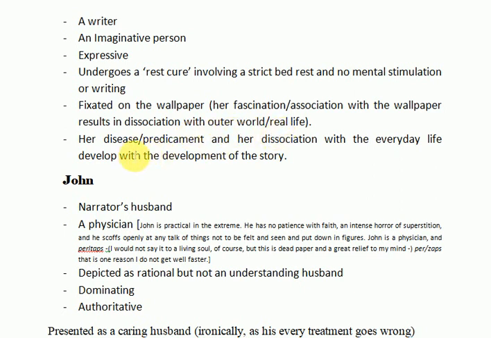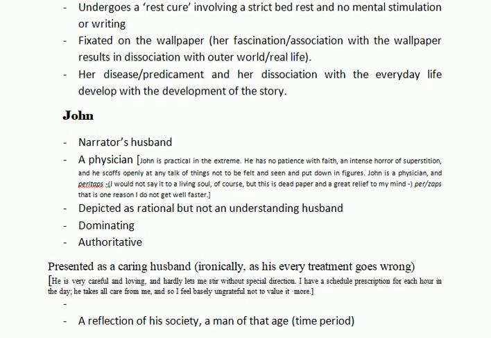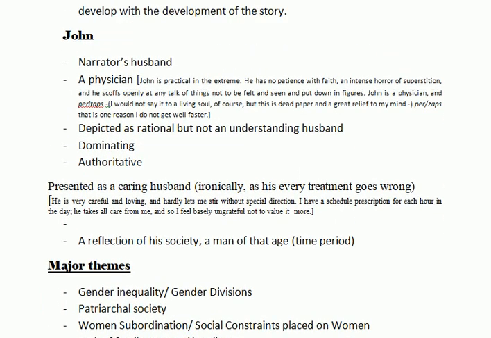Her disease, her predicament, her psychological conditions, and her dissociation from everyday life develop with the development of the story, and they develop because of all the inhibitions present in our story, and because of the characters and the people who are present in her life and who impose restrictions upon her life and do not let her express herself. And these are the reasons that the narrator wanted to draw the attention of the readers towards. Moving on, we see the character of John, who's the narrator's husband.